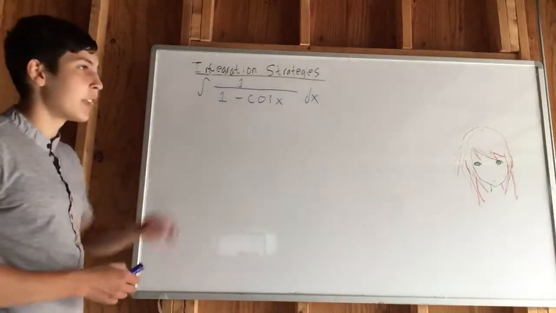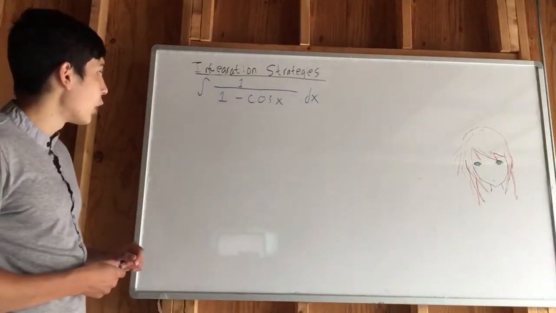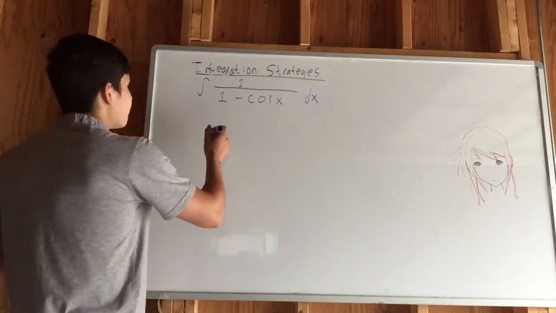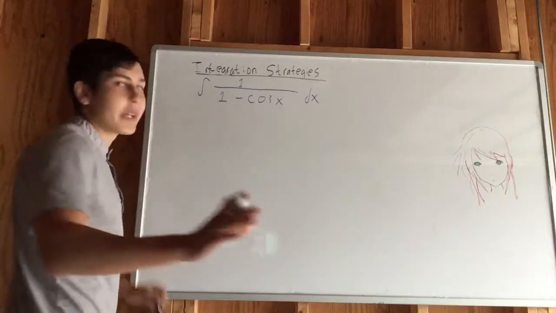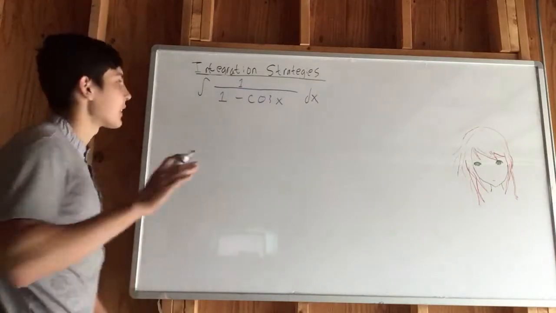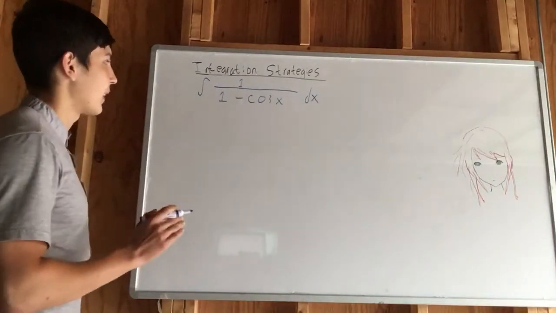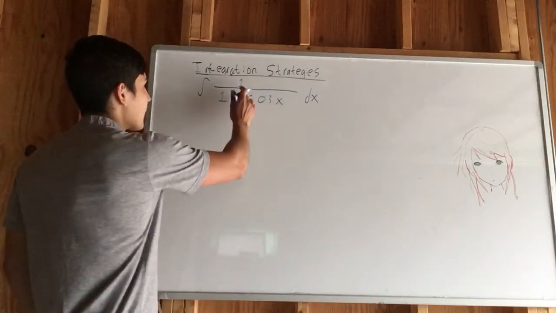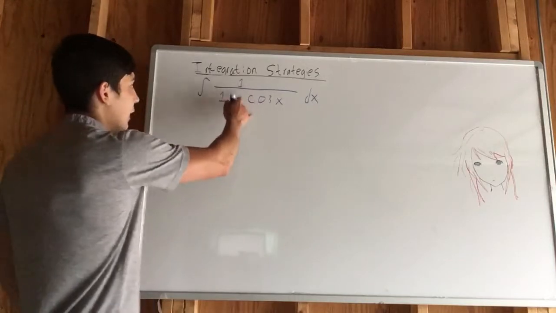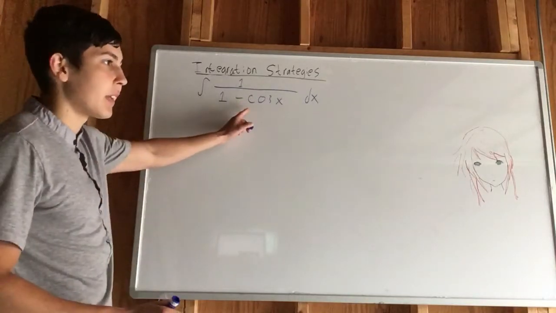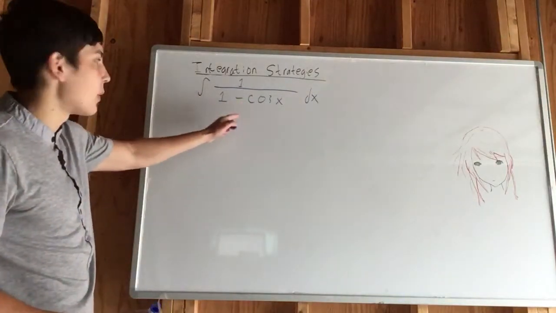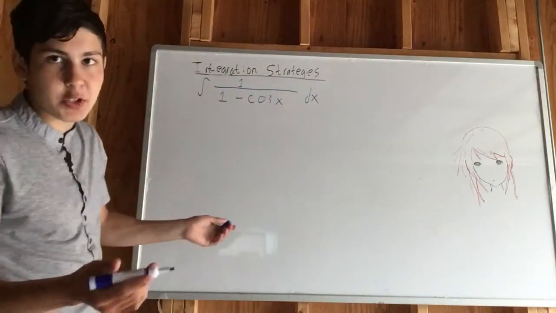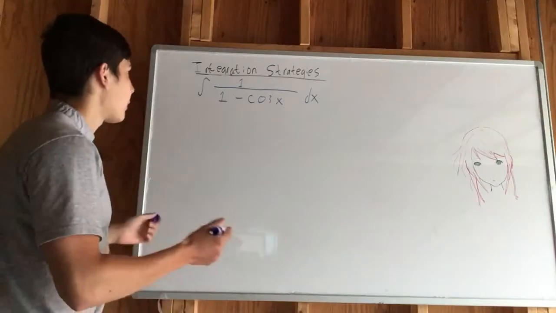Okay, so we're going to do the integral of 1 over 1 minus cosine of x. I'm going to give it away right away. You're going to have to multiply by the conjugate. The conjugate, if you remember, is the opposite of whatever operand you have here. If it's subtraction, you do addition, and you multiply top and bottom by it. So you're essentially just multiplying by 1. You're not really changing anything.